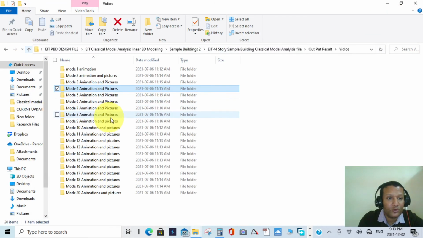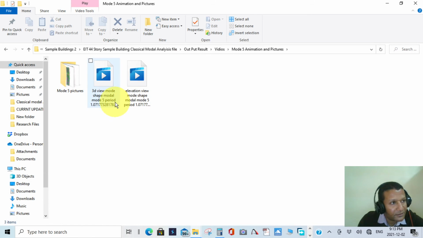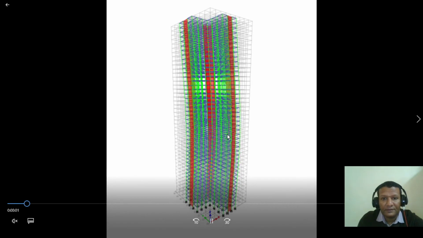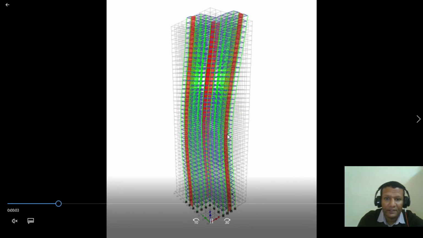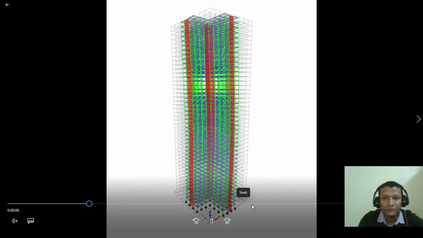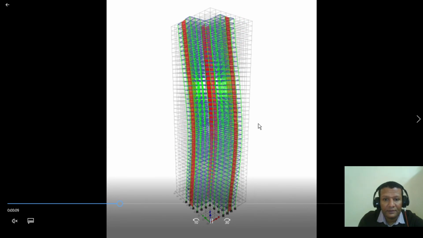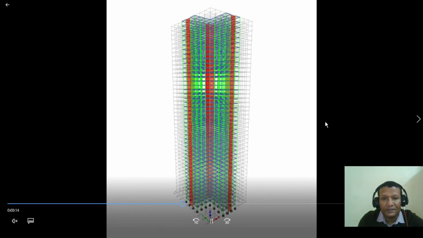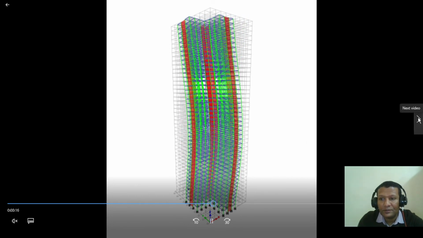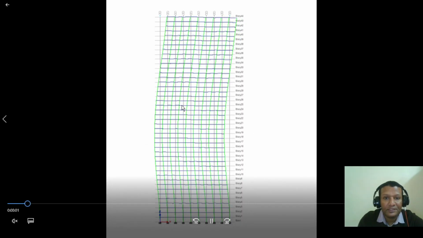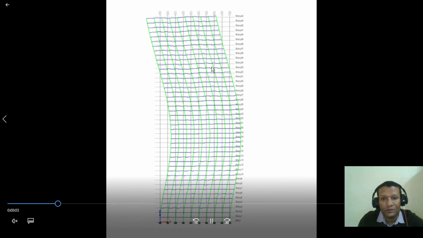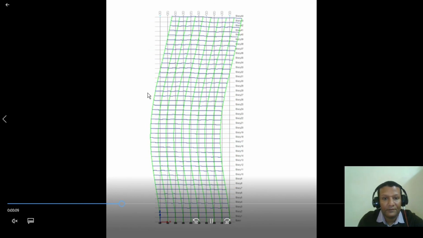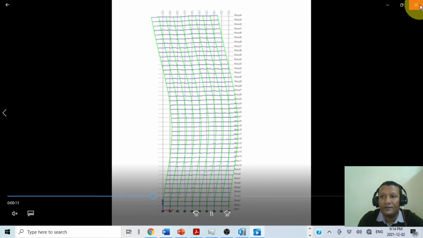Okay, the fifth mode. The fifth mode means this is the second mode in the Y direction. It will continue like this, only the second mode. If you want to see, this is the second mode in the Y direction. Only cross once.